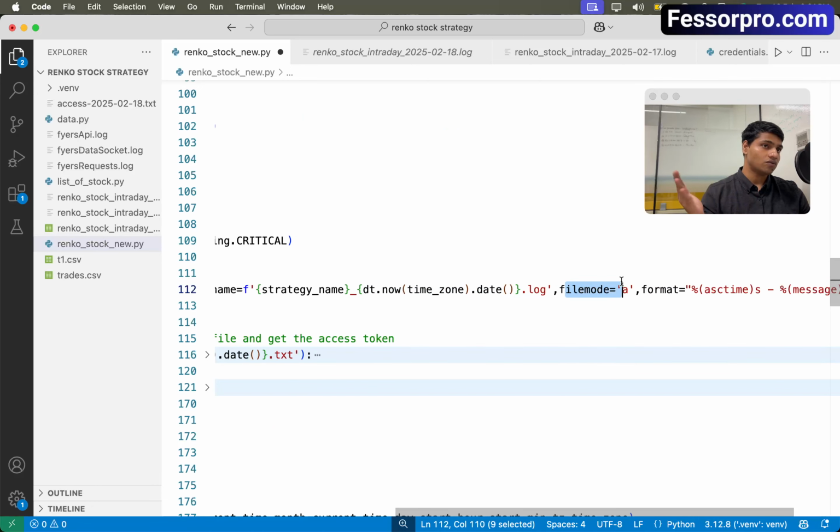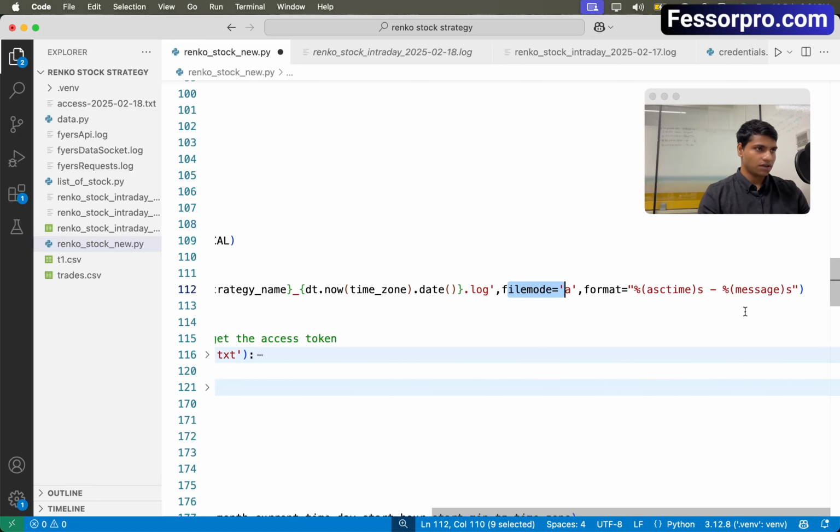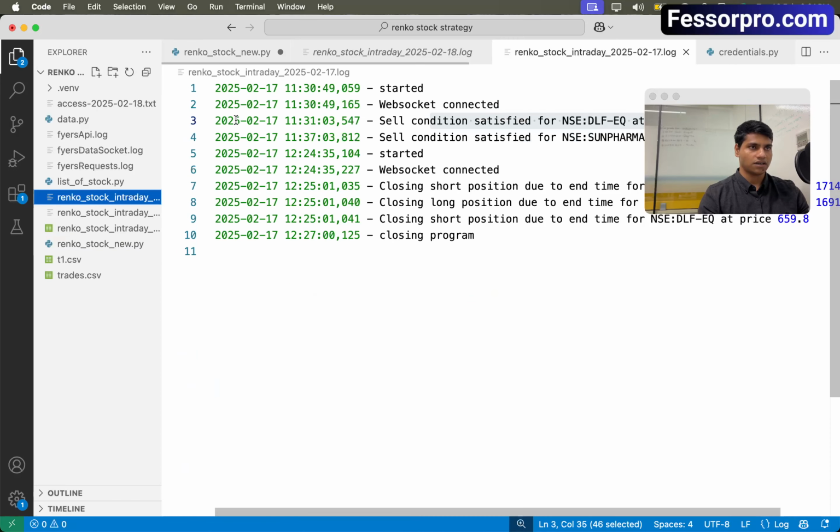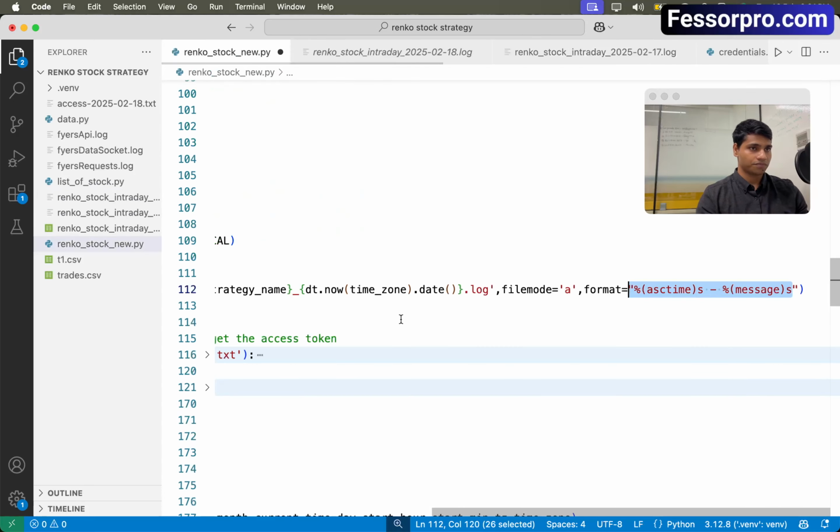Because I don't want to erase the content from the log file when I rerun the code in between. And I'm also saving the time zone, whatever the time zone. See, if I just click here, any log which is being written in the file will be logged with a timestamp. So this is something which might be important for me or you for debugging the code.